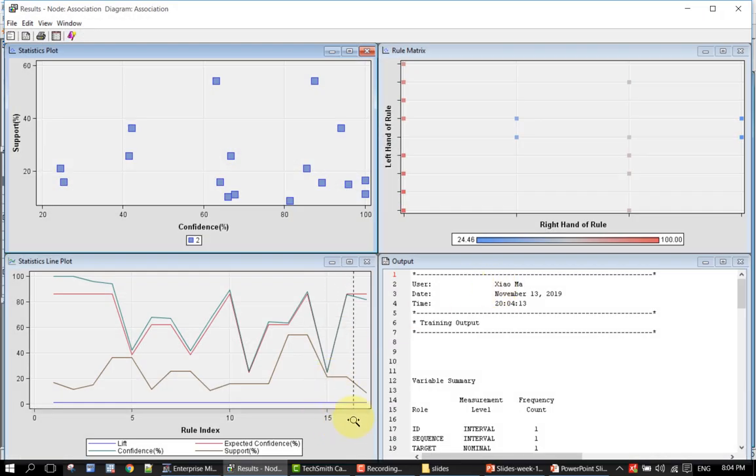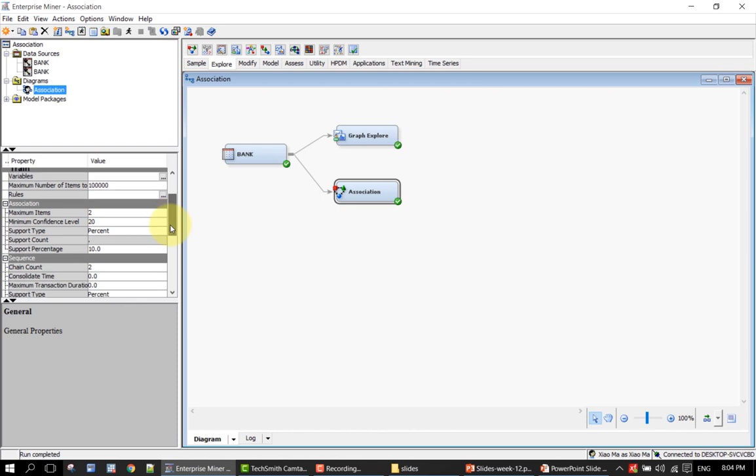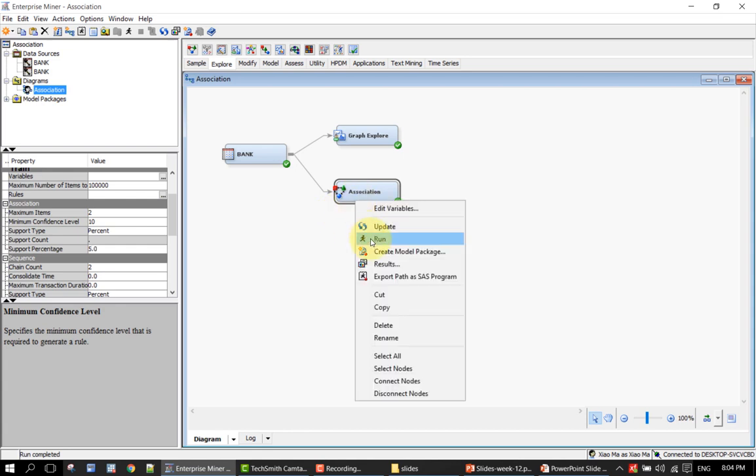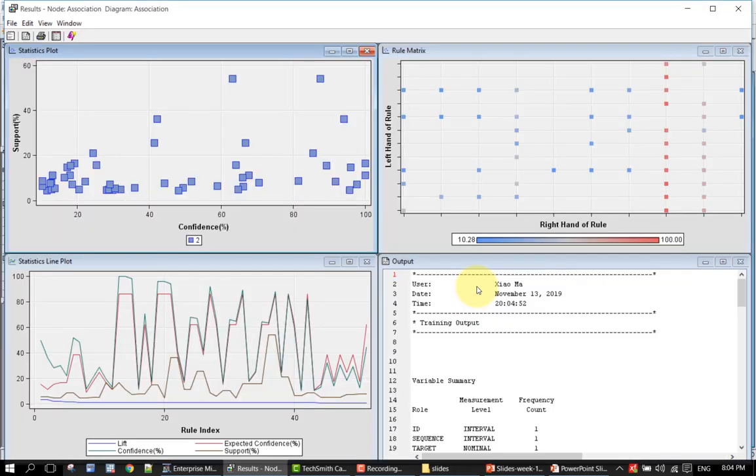Well, it didn't change much, did it? I used to have 16, now there are 17. So one more. I need to reduce even further. There has been some change. We have almost 51 rules.